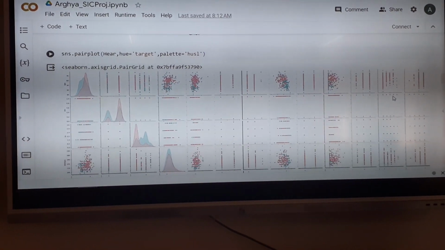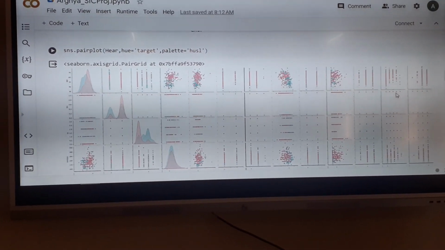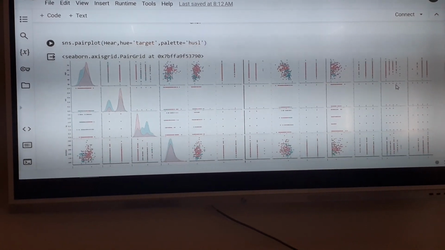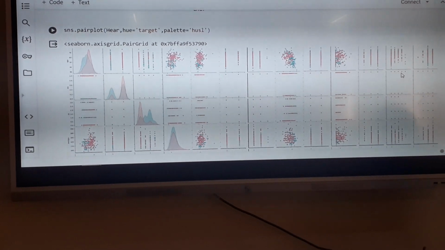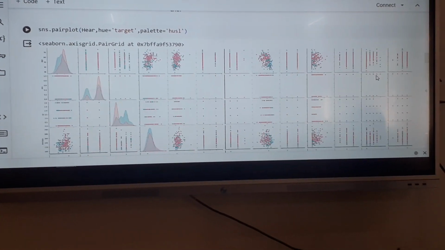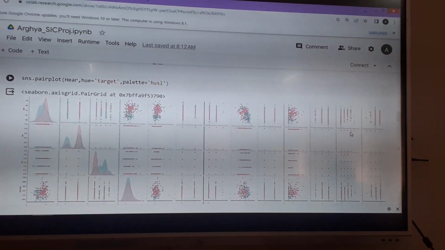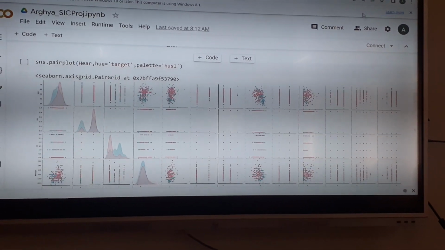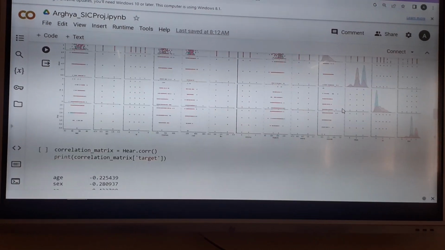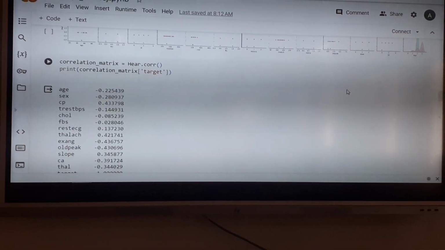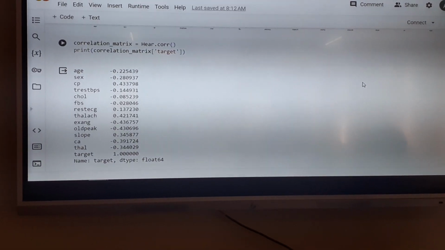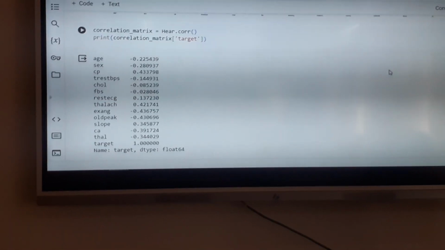Usually pair plot will be used to pair variables, but here I have used a categorical variable to analyze for every aspect, every criteria, whether we can find that the person has heart disease or not. And next is the correlation matrix, which we'll be doing next.